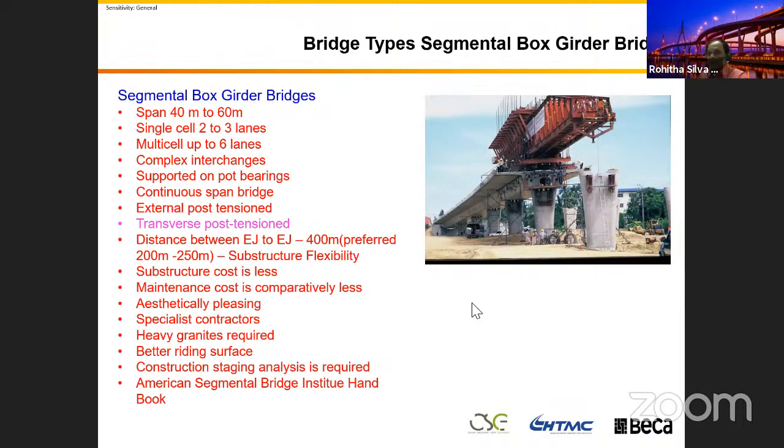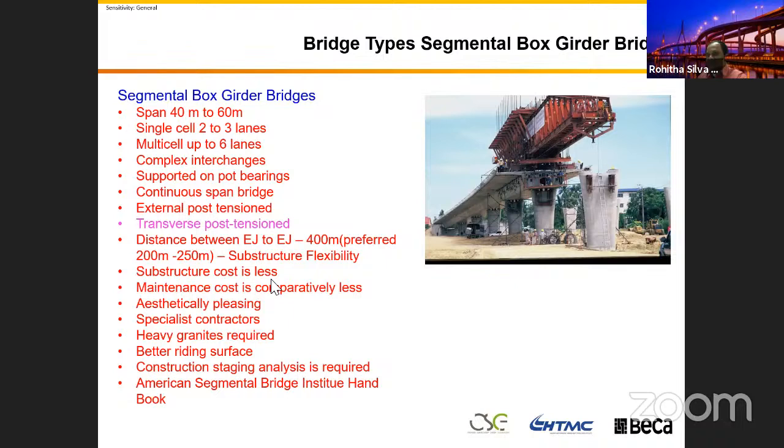And the distance between expansion joints, you can go up to 400 meters if you use the ground flexibility, and otherwise 200 to 250. These numbers are ballpark figures, but you do your analysis depending on the situation. You can change your flexibility in the column. You can vary that one.